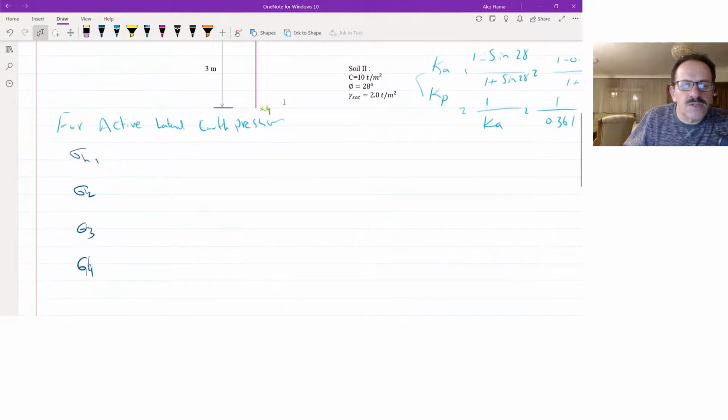So the definition of this one is: sigma at any point is equal to Q, which is the surcharge, plus gamma of the soil that we have at that point, times Z, the depth of the soil at that point, times Ka, minus 2C square root of Ka.